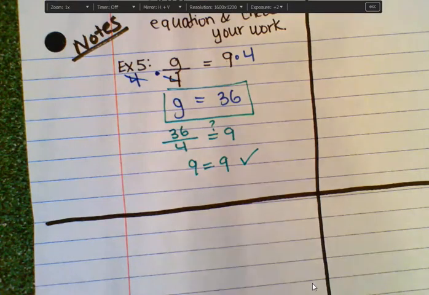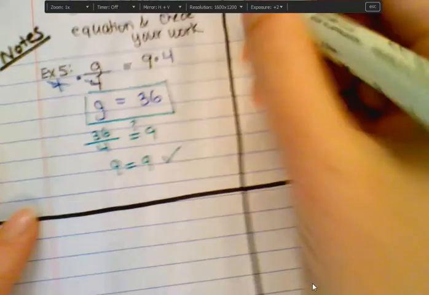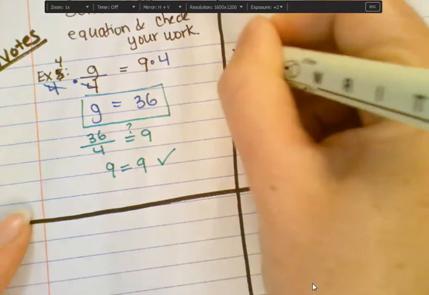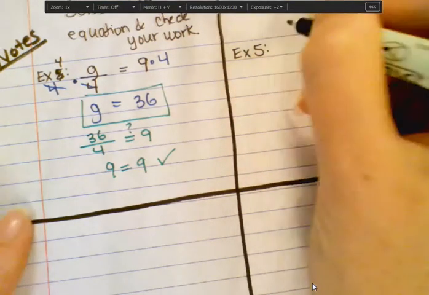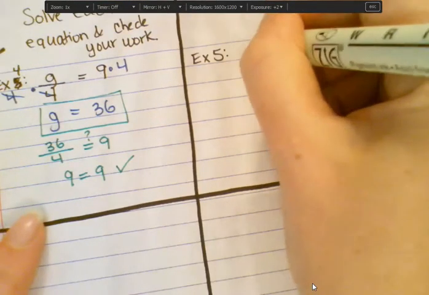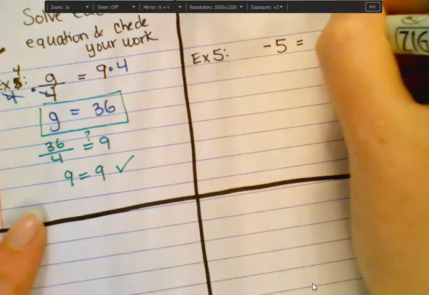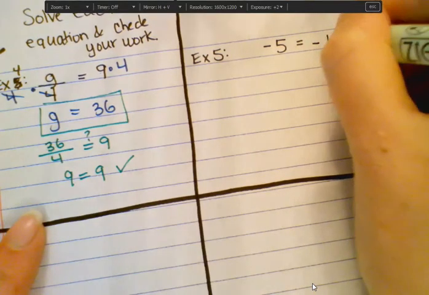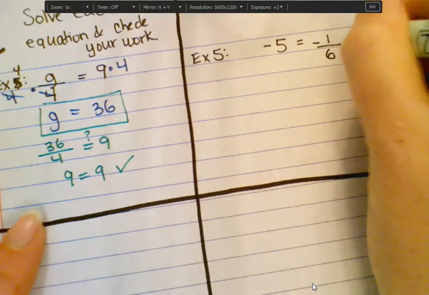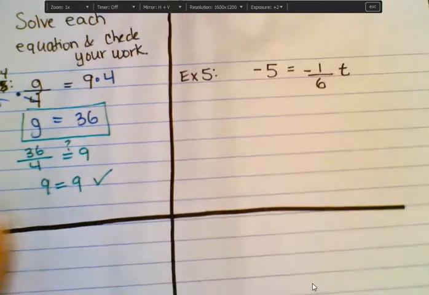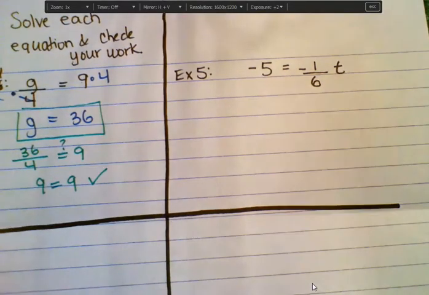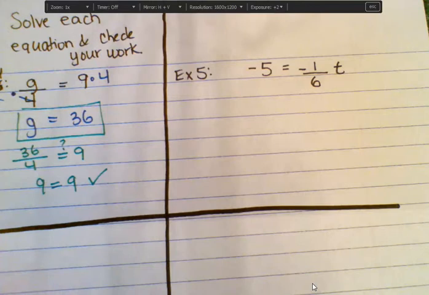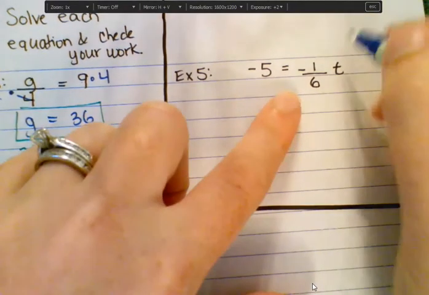What we're going to go ahead and do is example, oops, sorry, this should have been example 4, I'm sorry. This is example 5. And it's going to be -5 equals -1/6 times t. Okay? Whenever you're dealing with fractions, you want to multiply by the reciprocal. Okay, so when it says multiply by the reciprocal, that means you're going to want to flip over whatever this fraction is next to t.